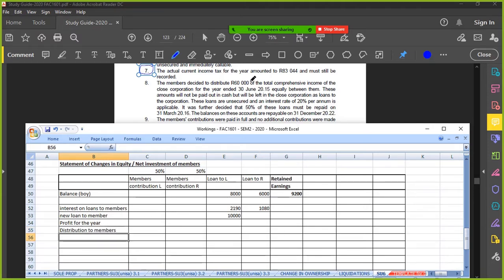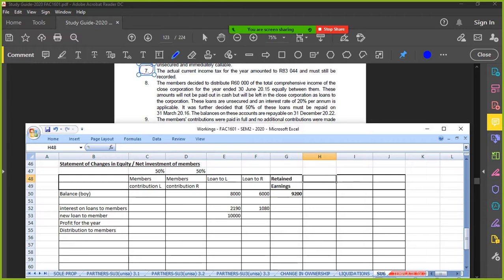The distribution to members they're telling you here is 60,000. Let's read the rest. 60 is going to be distributed for the year end, equally between them, so 30/30. These amounts will not be paid out in cash. If it's not paid out in cash, you're not going to credit bank, but it will be left in the closed corporation as loans to the corporation. If it's a loan to the corporation, it's going to be a loan from the member. Does that make sense? Yes.